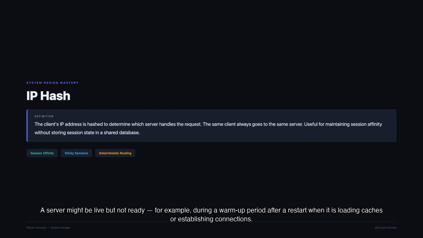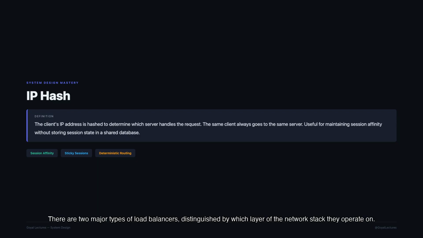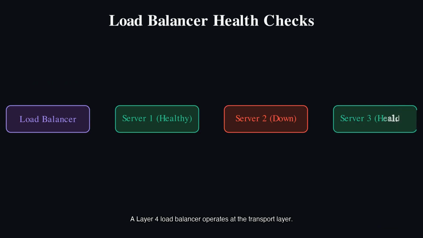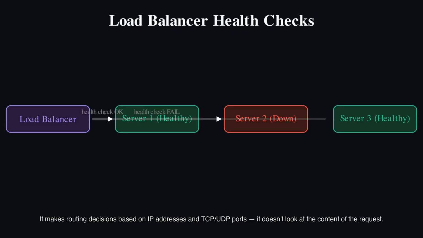There are two major types of load balancers, distinguished by which layer of the network stack they operate on. A Layer 4 load balancer operates at the transport layer. It makes routing decisions based on IP addresses and TCP/UDP ports. It doesn't look at the content of the request. It's extremely fast and efficient.